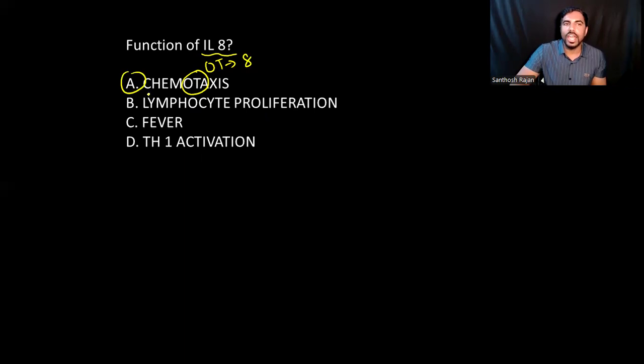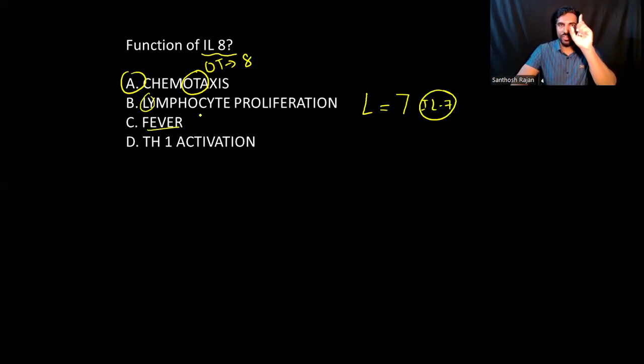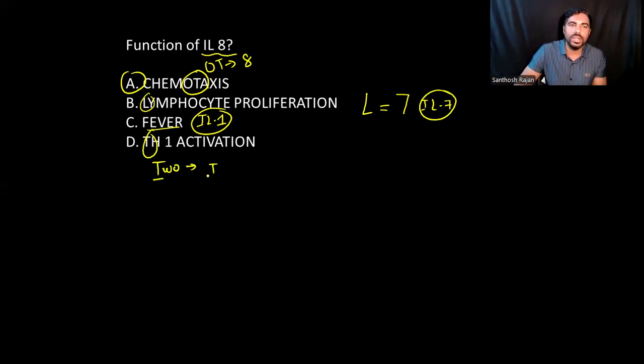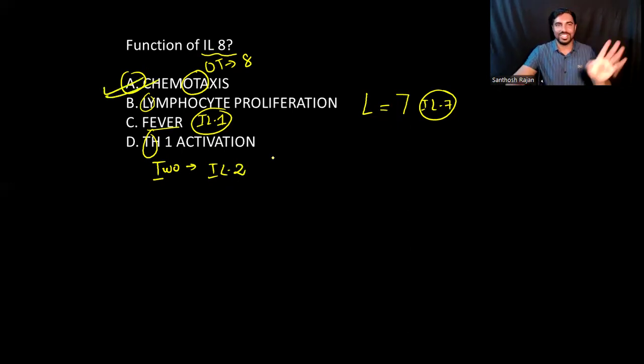Lymphocyte proliferation: my L looks like 7, upside down. So interleukin 7 is for lymphocyte proliferation. If next time they ask, remember. Fever, always F for fever first, so it is interleukin 1. T helper: T sounds like 2, so T for T helper, interleukin 2. Very simple. So whatever they ask, if it is interleukin 8, your answer is chemotaxis.